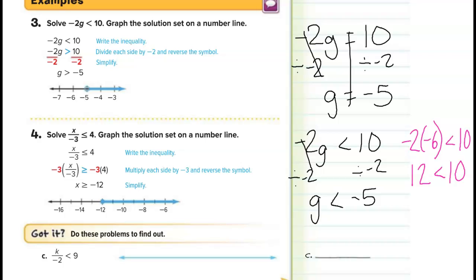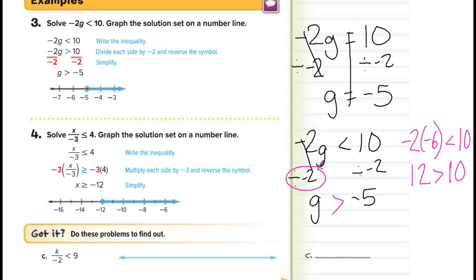Flip the sign. If I flip my sign, is 12 greater than 10? Yes. So that means I have to switch the sign only when you multiply or divide by a negative number. So you only switch the sign when you divide or multiply by a negative number.